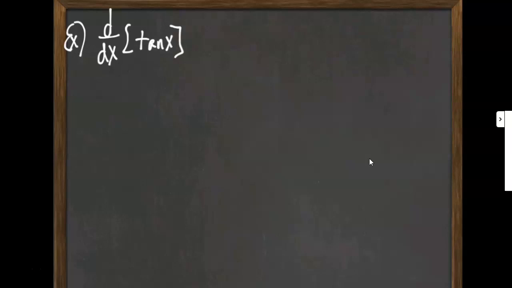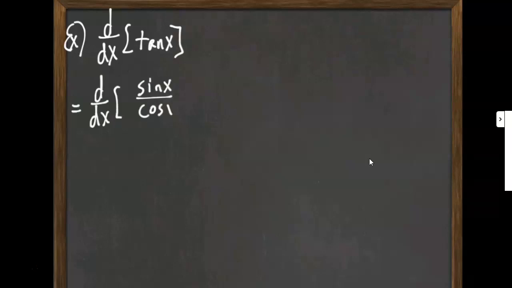We could try to use our limit definition for tangent. We could invoke that and see what happens, right? Limit as h goes to 0, tan(x + h) minus tan x. We could put that together using the angle sum formula for tangent and see where that gets us. But we have another option now that we have the quotient rule.